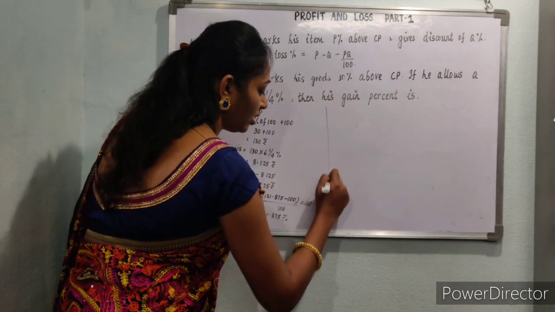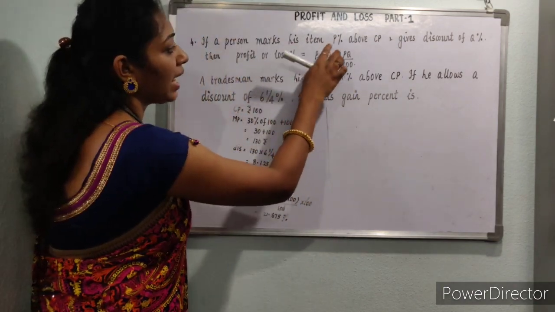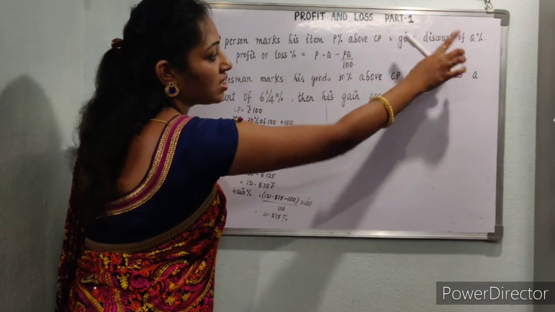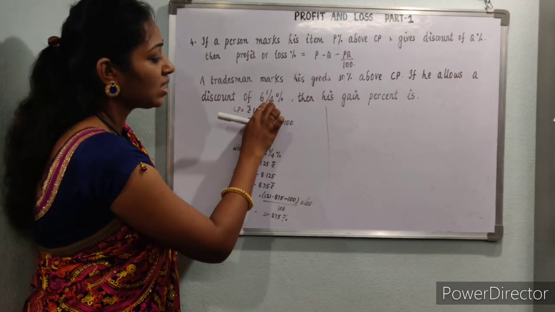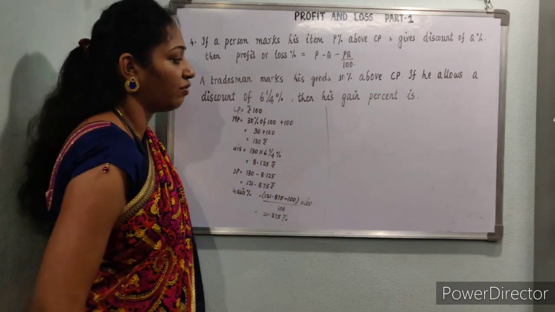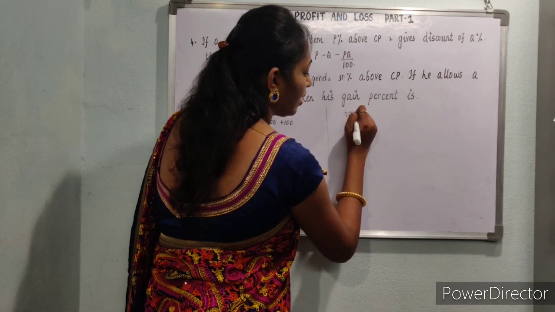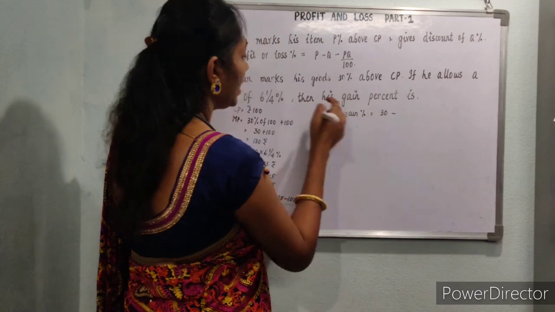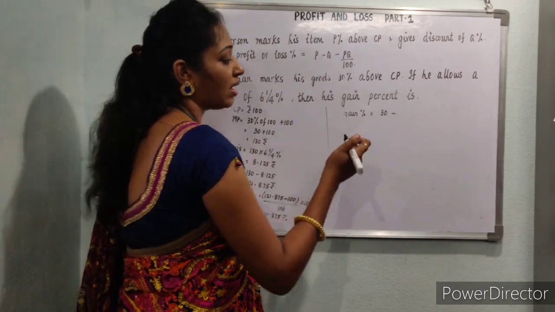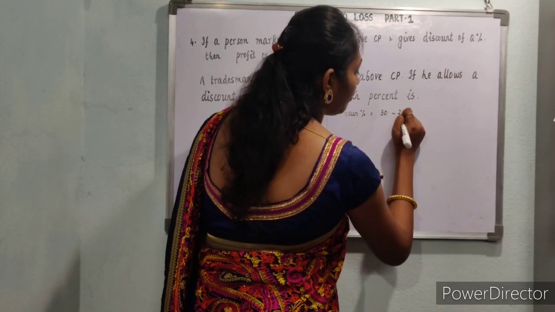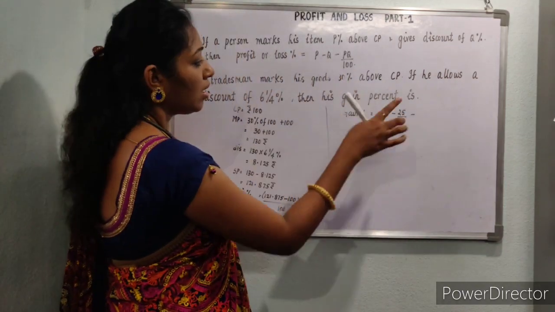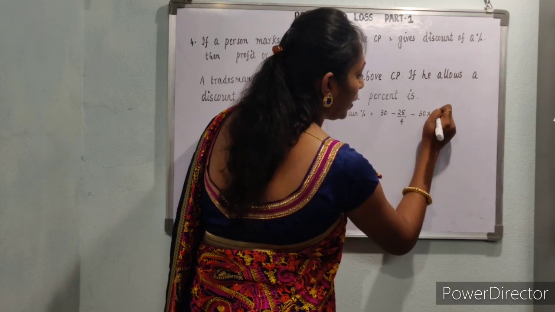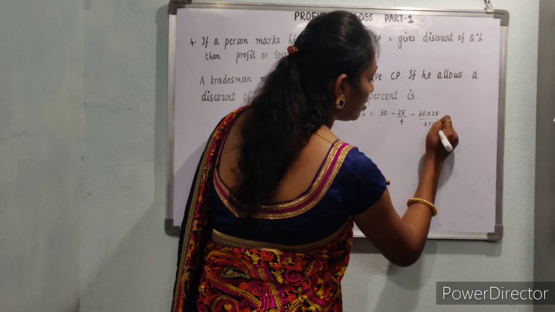Now we'll go to the shortcut. See, he sells his item P percentage above. P percentage is 30 percent. Gives a discount of Q percentage. Q percentage is 6 1/4 percent. So directly we can find the gain percentage. So gain percent equals, what is the value of P here? 30 minus Q is 6 1/4. You just convert it into a fraction, you will get 25 divided by 4, minus PQ divided by 100. P is 30 into 25 by 4 into 100.